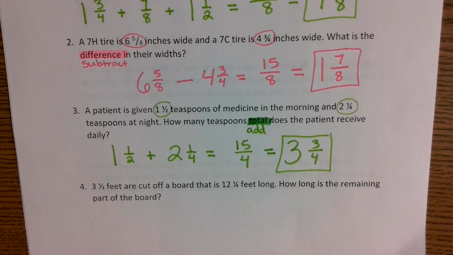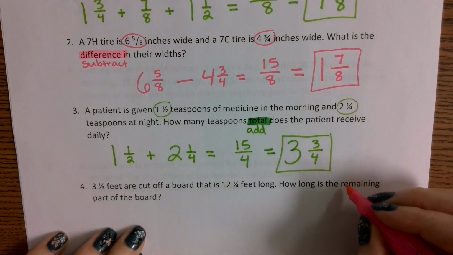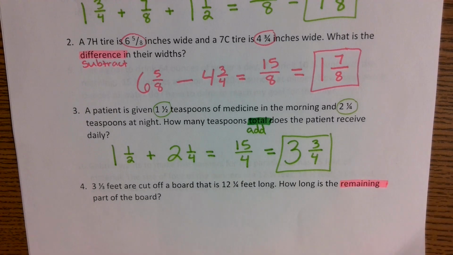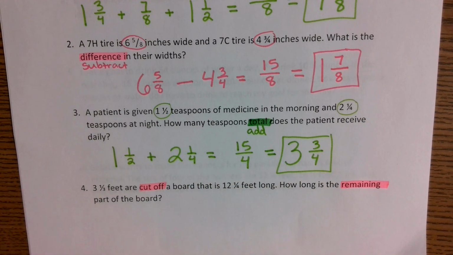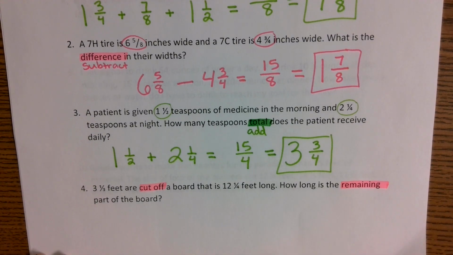So like remaining, right? We said remain. Remaining could be a key word. There's also another key word, cut. You can say cut off. When you're cutting something off, that is a term of subtraction. When you're asking what's remaining, what's left over, that is subtraction. Either one of those words would indicate subtraction.